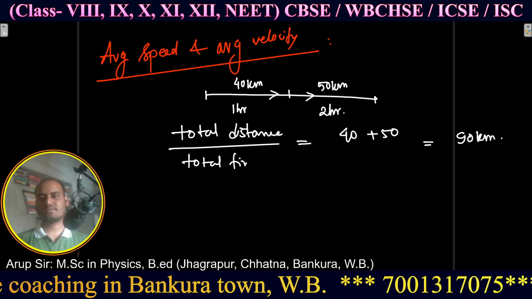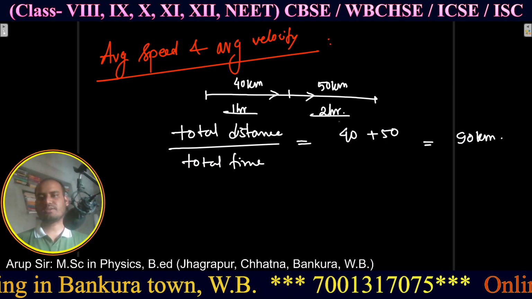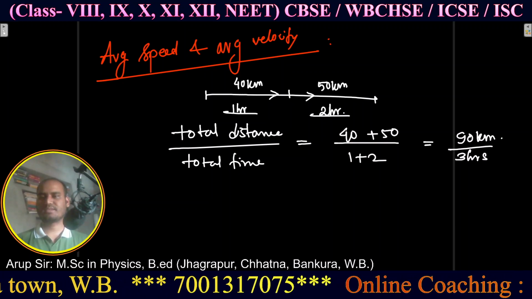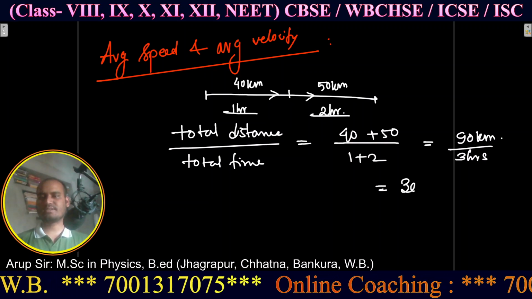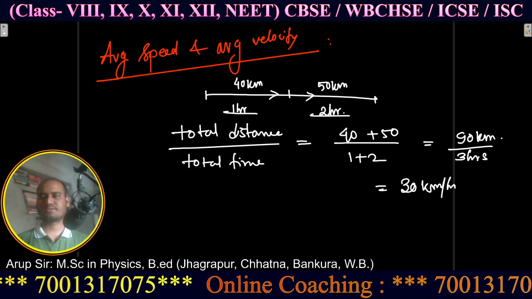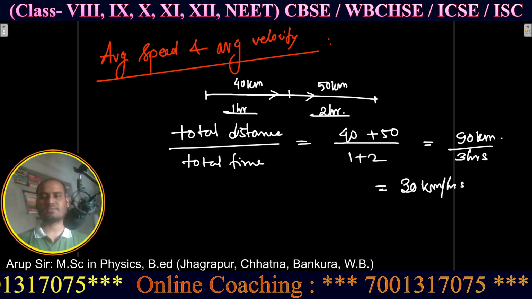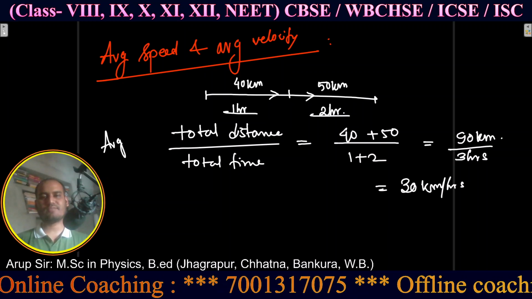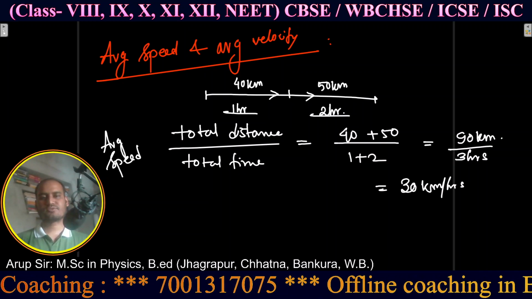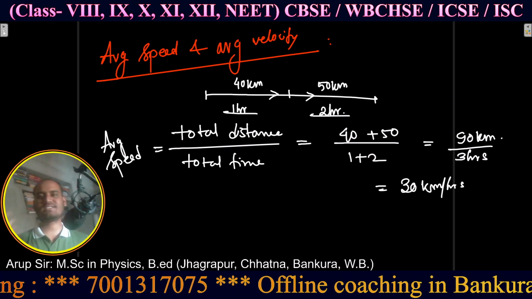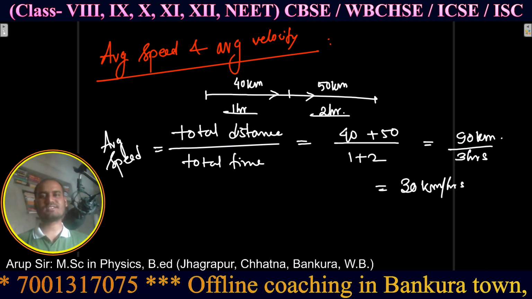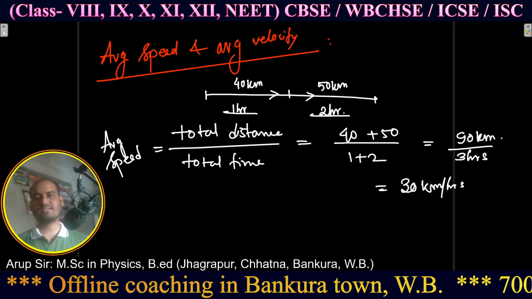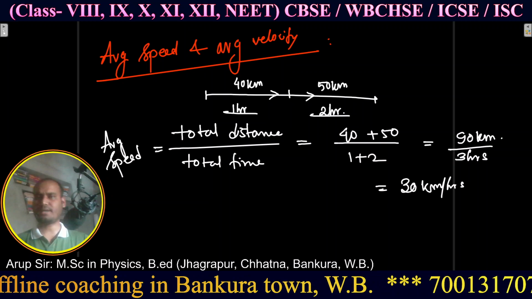And how much is the total time? That is 1 hour and 2 hours, so 1 plus 2 gives 3 hours. So 90 by 3, how much is that? That is 30 kilometers per hour. This is total distance by total time, and this is known as average speed. So average speed is total distance by total time. Total distance is 90 kilometers, total time is 3 hours. If you divide this, you will get 30 kilometers per hour.